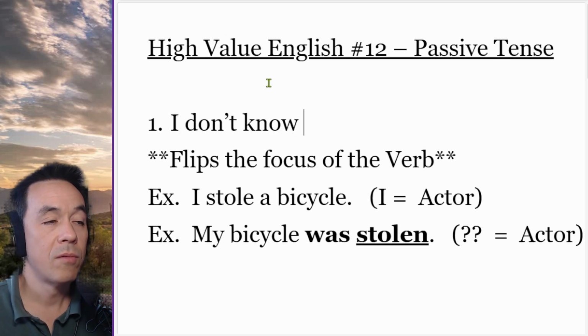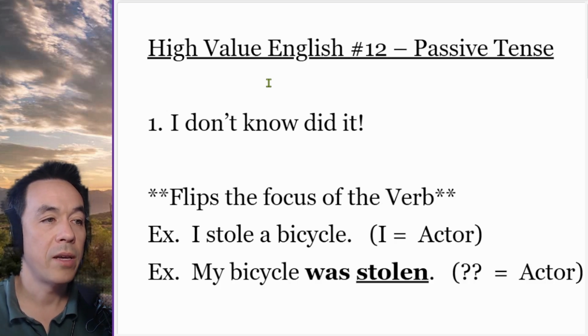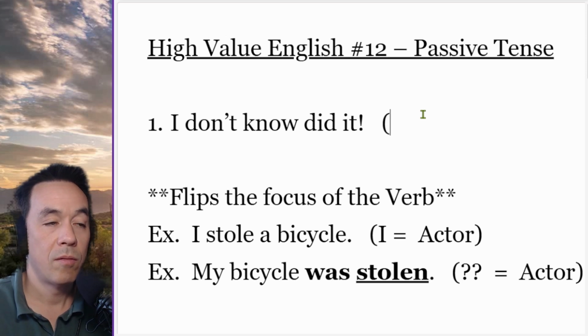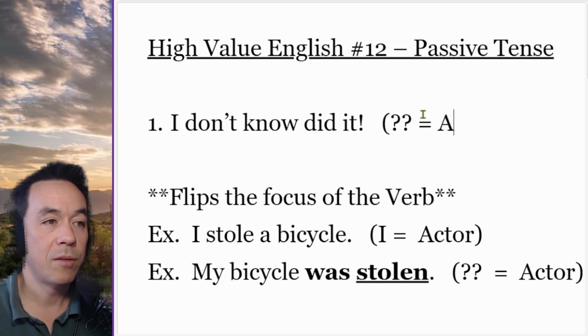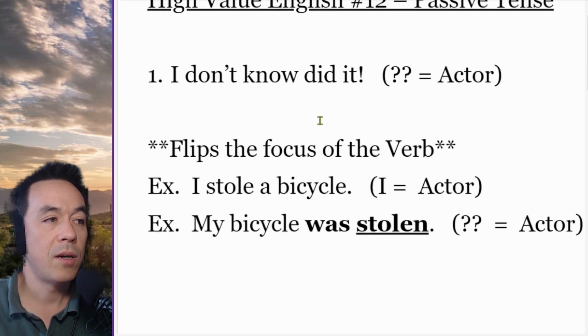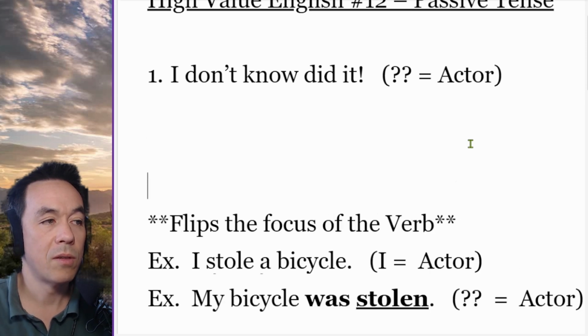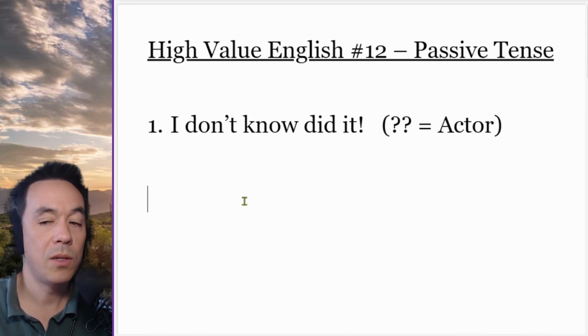Okay, so that's maybe the number one reason for the passive tense: I don't know who did it. I don't know who. So the actor, that's what I mean, the actor is I don't know. Okay, now let's say another version. I'm going to move this all down. Here's another example.